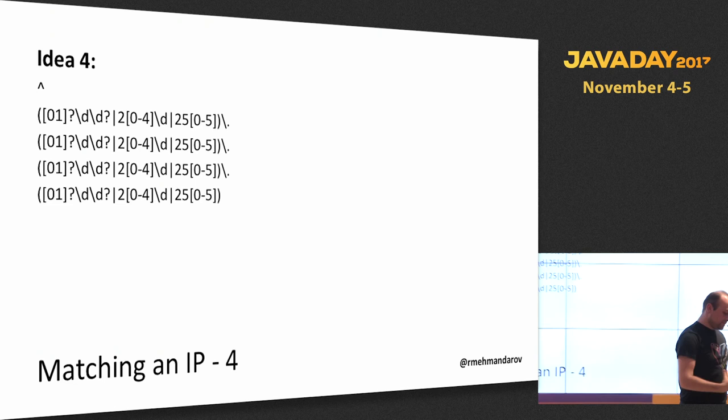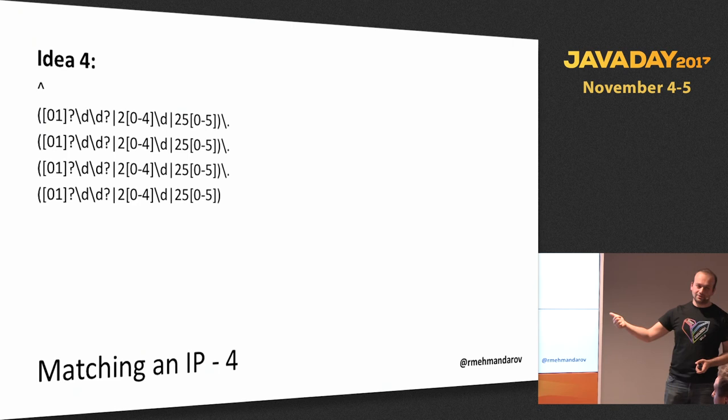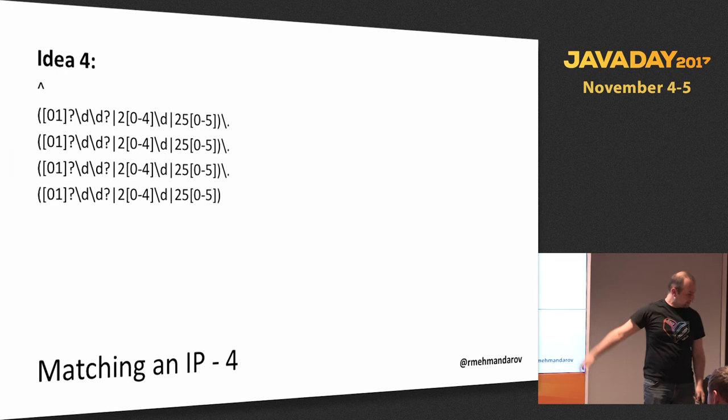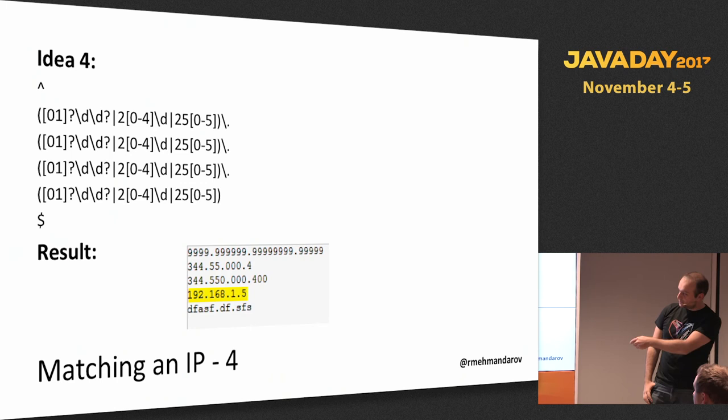And now you're actually putting a lot of logic in there, and you can do that, but it takes a lot of energy and resources. And matching something very simple, like an IP, gets like this, right? And then you add some end of the line and stuff like that, and then it will actually match the right IP number.